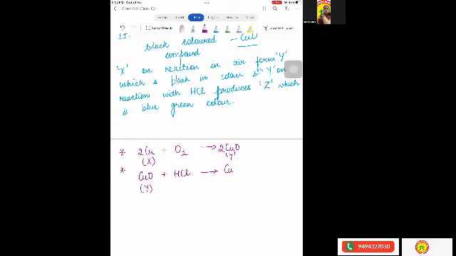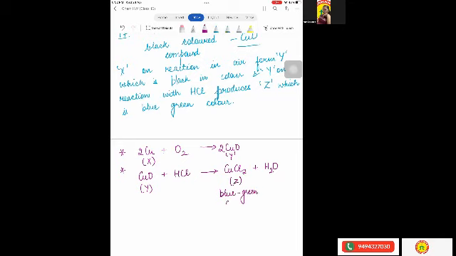Shayan, you are on mute. I don't know. You don't know? Meher, can you try? I think it's CuCl plus H2O. It's CuCl2 plus H2O. That's absolutely correct. This is Z and it is blue-green in color.